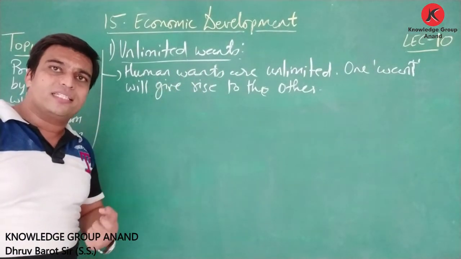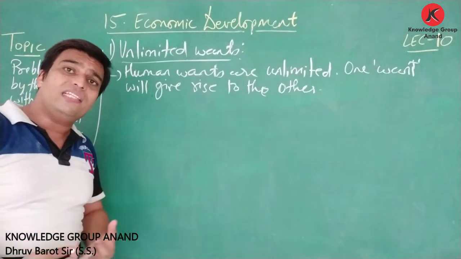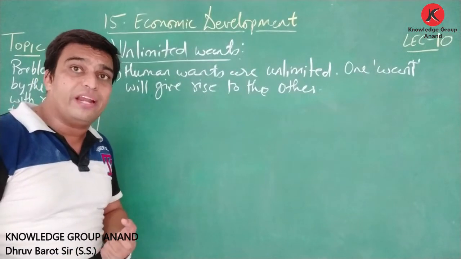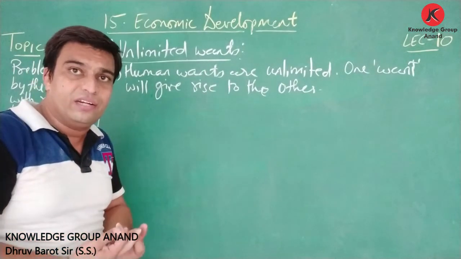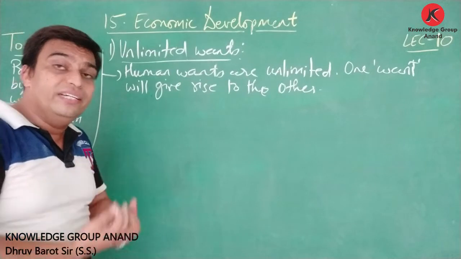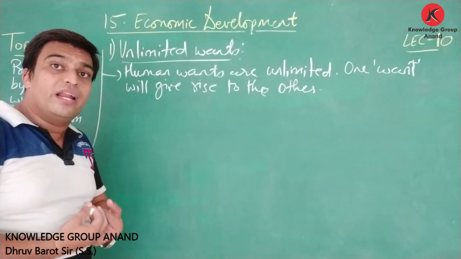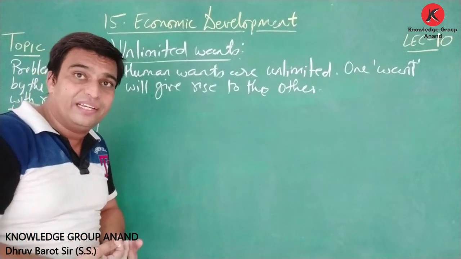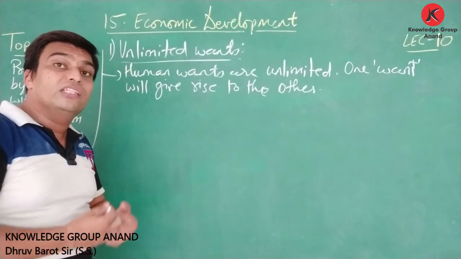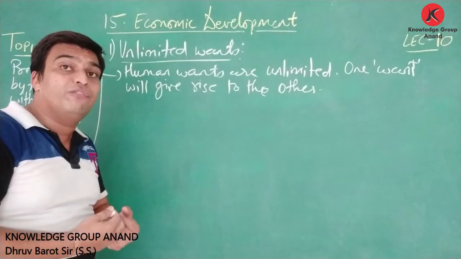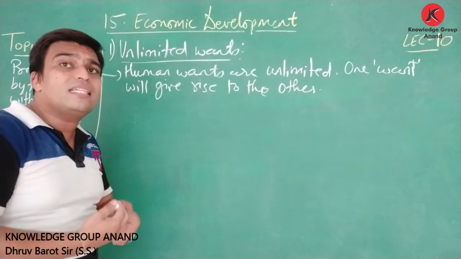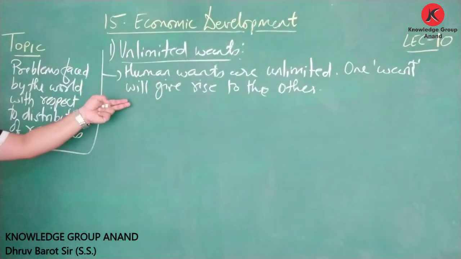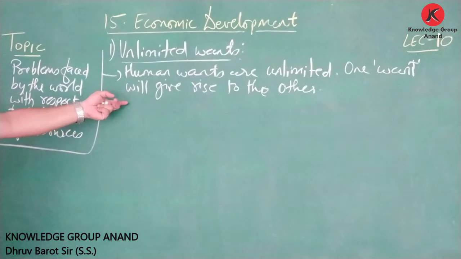Our needs, our wants are unlimited. We are never satisfied. If one want is satisfied, immediately another want will arise. Right? If you have a two-wheeler, your want for a four-wheeler will increase. If you are living in a small tenement, your need for a bungalow will increase. So your wants are unlimited, and that is why one want gives rise to the other.